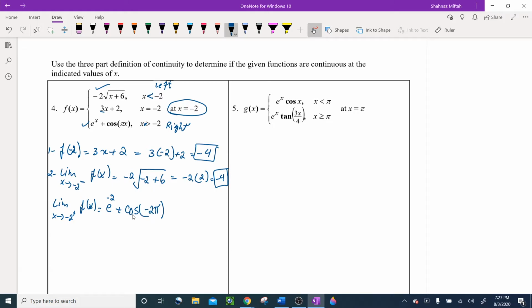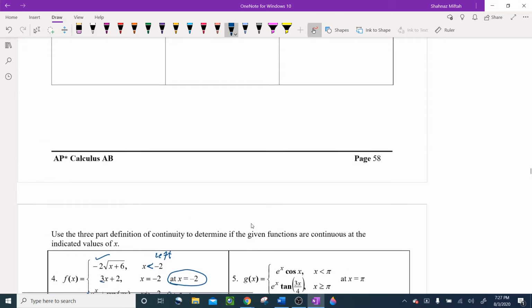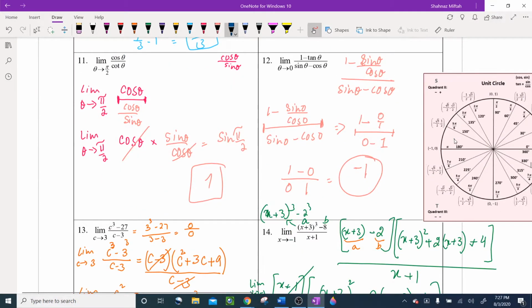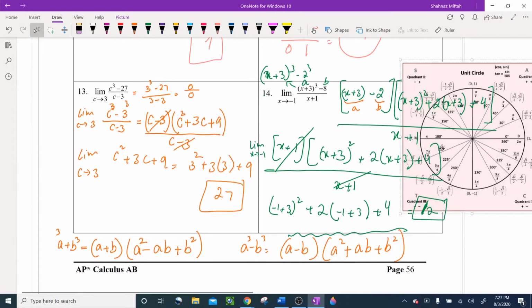Okay, 2 pi cosine. You should have a unit circle, and you can tell cosine of 2 pi is going to be 1. I can show you my unit circle. It was somewhere up here. This one, I can grab it and move it down. Okay, here is my unit circle.